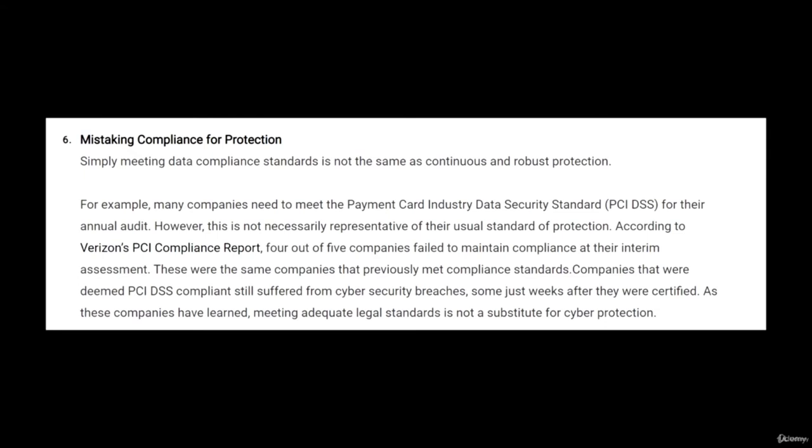Simply meeting data compliance standards is not the same as continuous and robust protection. For example, many companies need to meet the Payment Card Industry Data Security Standard, PCI DSS, for their annual audit. However, this is not necessarily representative of their usual standard of protection. According to Verizon's PCI compliance report, 4 out of 5 companies fail to maintain compliance at their interim assessment. These were the same companies that previously met compliance standards. Companies that were deemed PCI DSS compliant still suffered cybersecurity breaches, some just weeks after they were certified. As these companies have learned, meeting adequate legal standards is not a substitute for cyber protection.